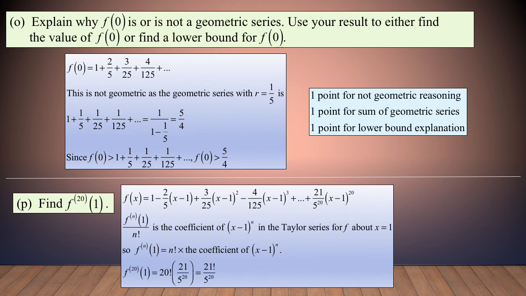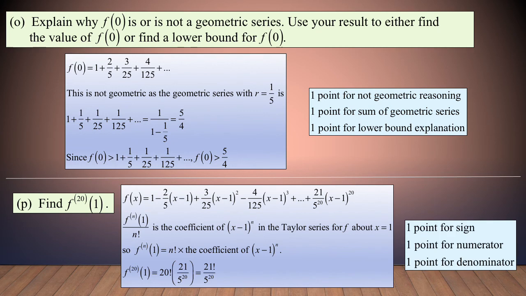Realize that the nth derivative at 1 over n factorial is the coefficient of x minus 1 to the n in the Taylor series for f about x equals 1. So f nth derivative of 1 is equal to n factorial times the coefficient of x minus 1 to the n. So therefore, the 20th derivative at 1 will be 20 factorial times 21 over 5 to the 20th power. And 20 factorial times 21 is simply 21 factorial. And our answer is 21 factorial over 5 to the 20th.